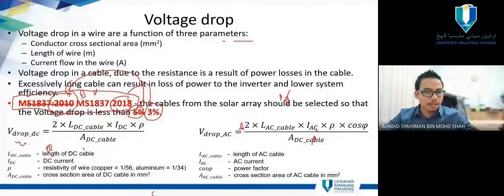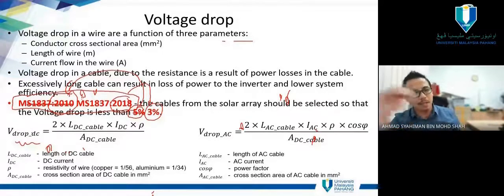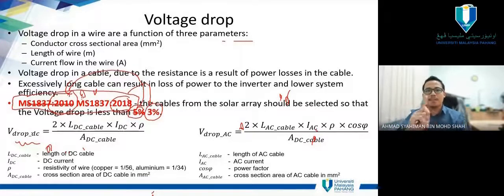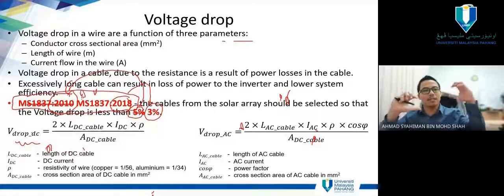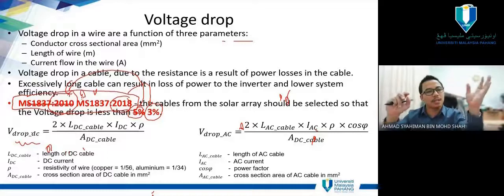Maksudnya voltage drop ni sepatutnya at the end tu dia akan dapat 3%. Okay, 3%. The maximum one is 3%, including the string and array. However, still the same. This is the equation for single cable. I didn't say it's total up of the string plus array. You need to calculate separately for the string and array.